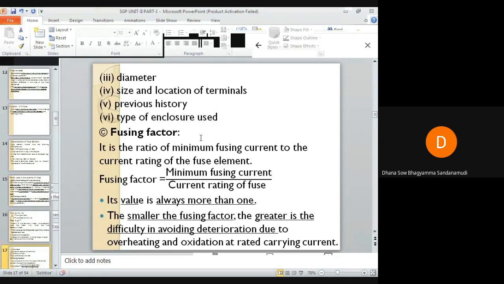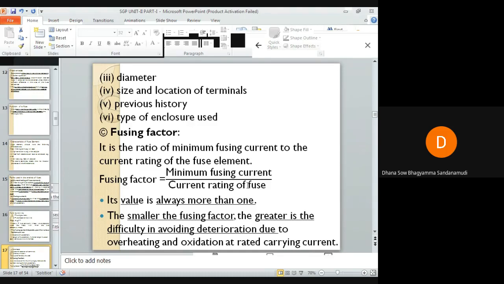Next, fusing factor. Fusing factor is the ratio of minimum fusing current to the current rating of the fuse. Do you know what is meant by minimum fusing current? Minimum fusing current is the minimum current at which the fuse will blow out. The fuse will melt.